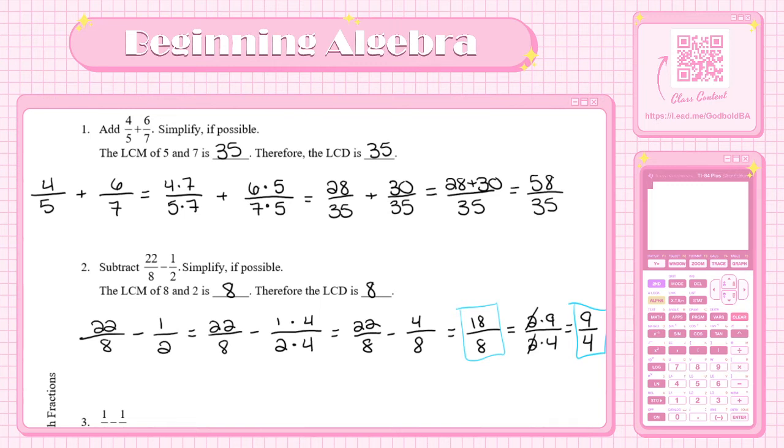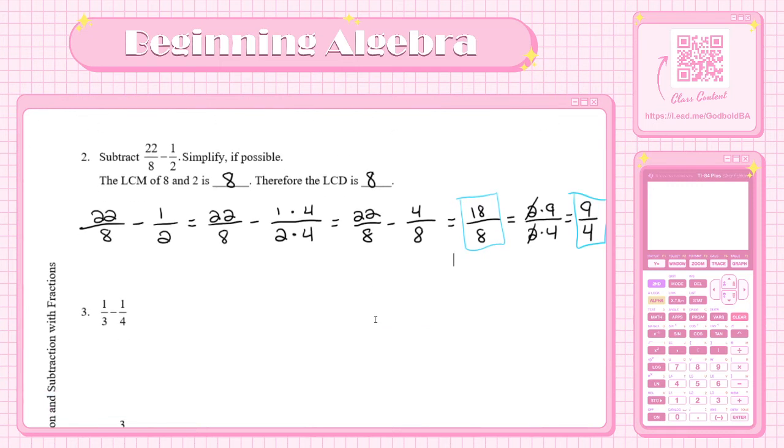Okay, let's try some more. We're just going to keep doing them. Going to do a whole bunch. So 1/3 and 1/4. First thing we need to do is find the least common denominator. So I've got a 3 and I've got a 4. So remember, we're just finding the least common multiple.